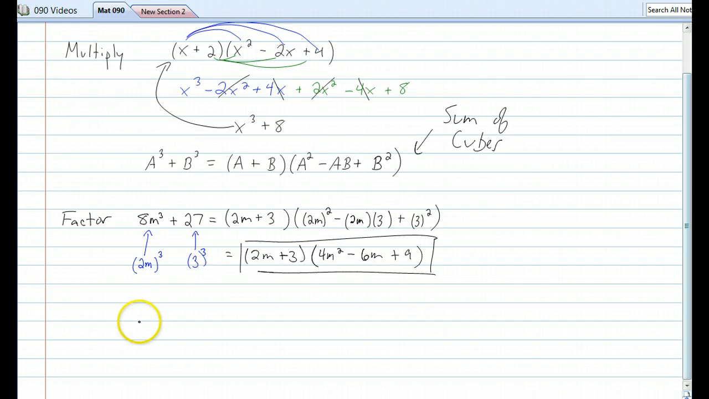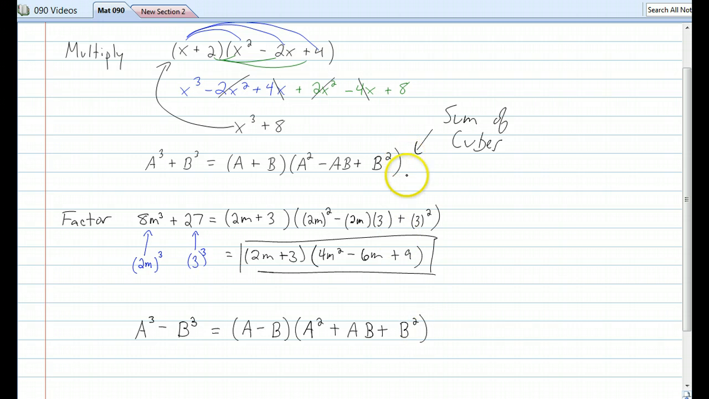Now, if we happen to have a difference of cubes, it'll look like this. Something cubed minus something else cubed. And if we want to factor that, it looks like this. A minus b times a squared plus ab plus b squared. Now, it looks really similar to the sum of cubes formula. The only difference is a couple of these signs. That plus changes to a minus, and that minus there changes to a plus. Everything else is the same. This is a difference of cubes.